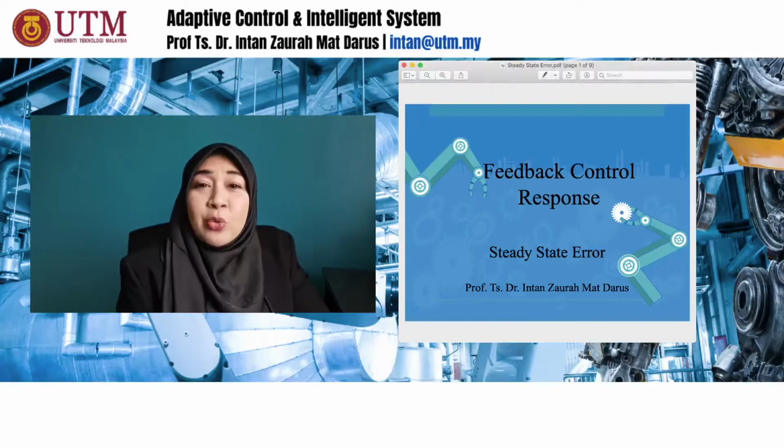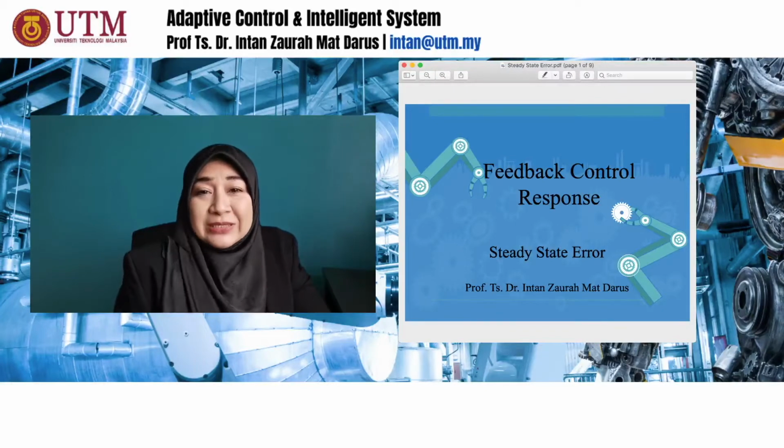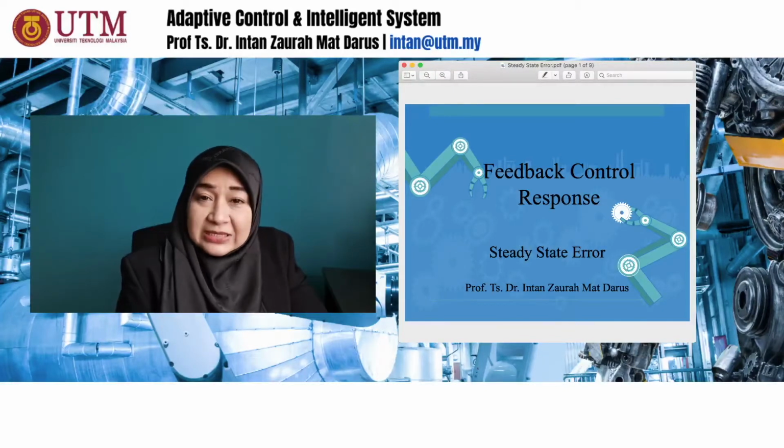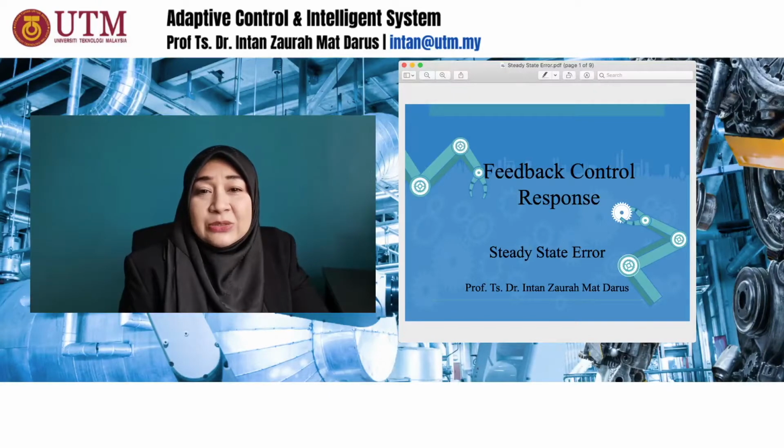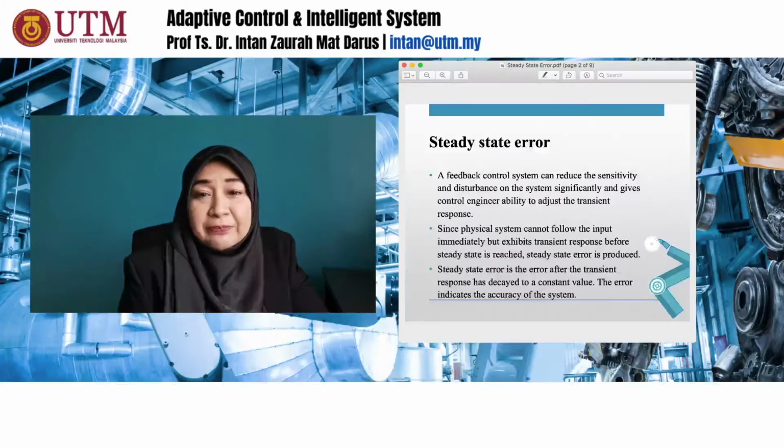So therefore, when an input is applied to a system, it will undergo the transient response first. Then when it reaches a steady state, this is when we have a steady state error. If the system is having steady state error, then we need to design a controller to actually overcome this steady state error. Before we can do that, let me just define a closed loop and open loop system.